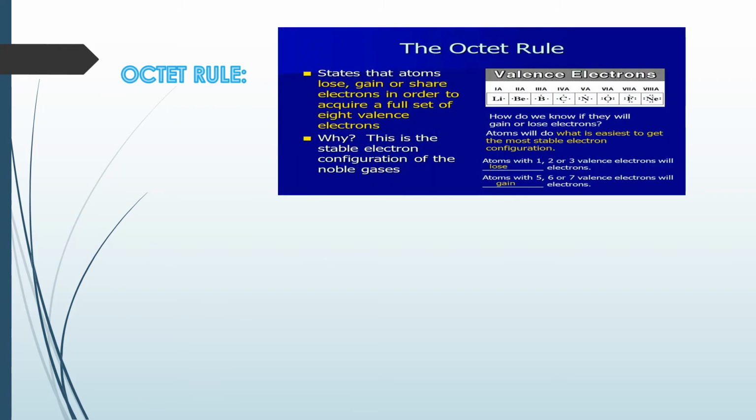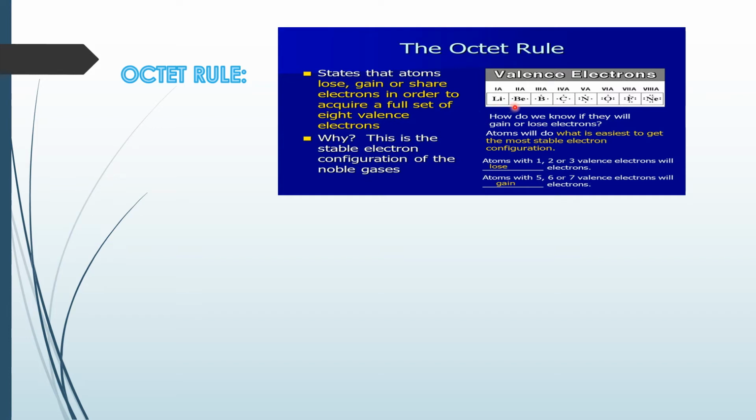Now we are going to see the octet rule. The octet rule is nothing but that atoms lose, gain or share electrons in order to acquire a full set of 8 valence electrons. The 8 valence electrons is a stable electronic configuration.